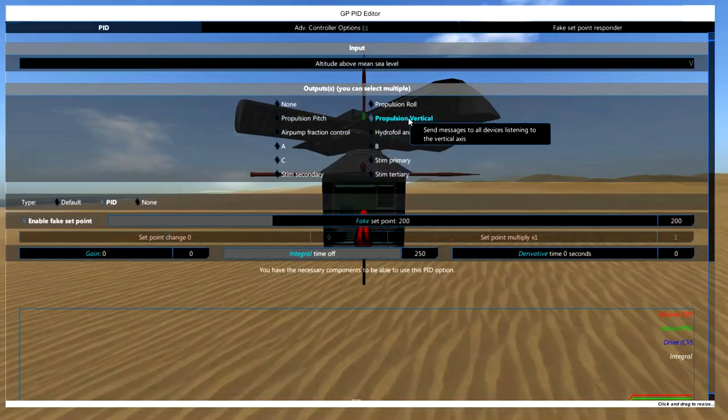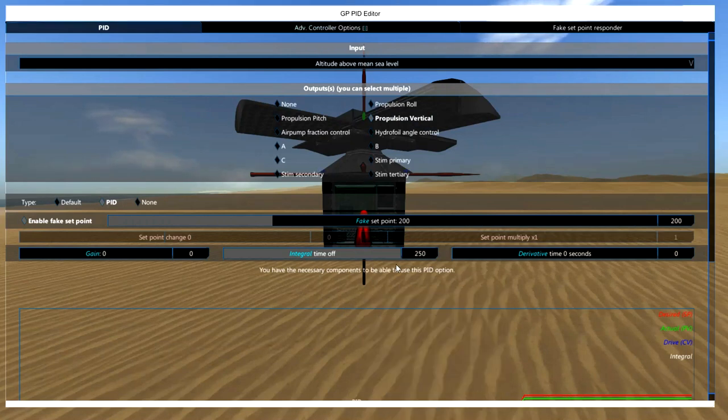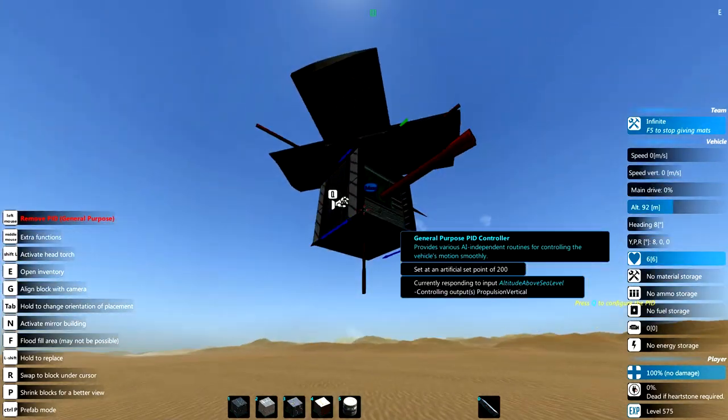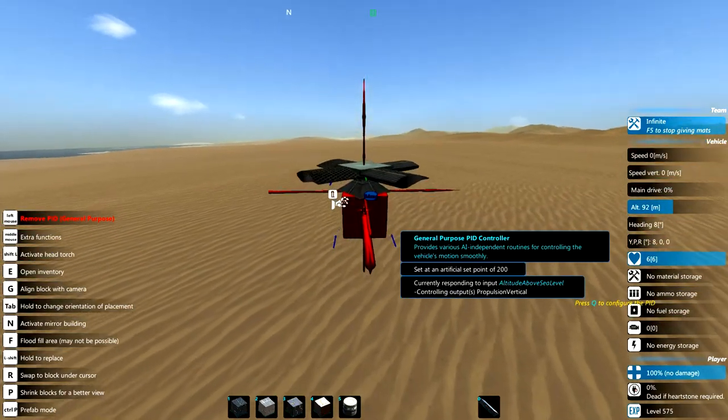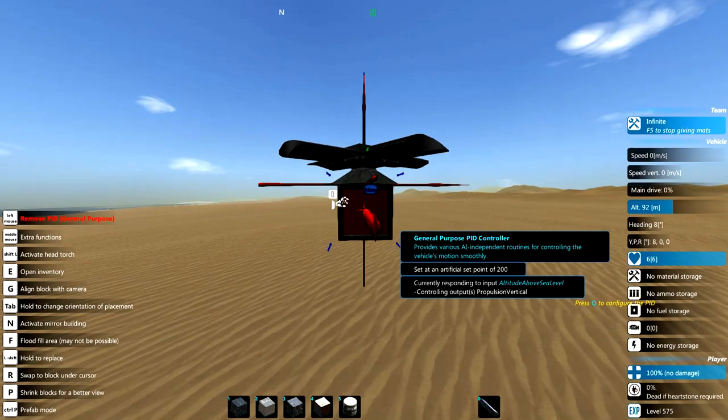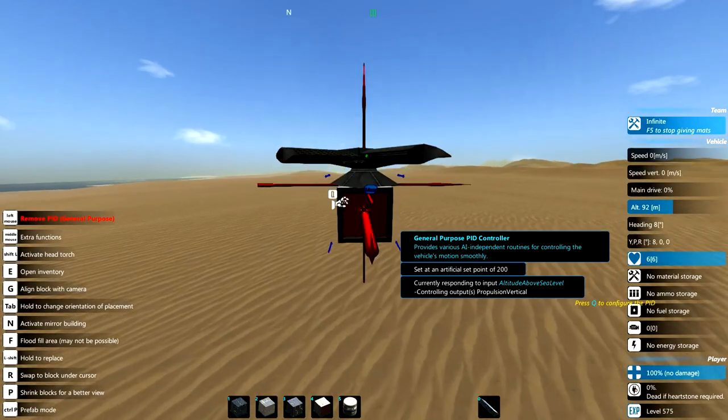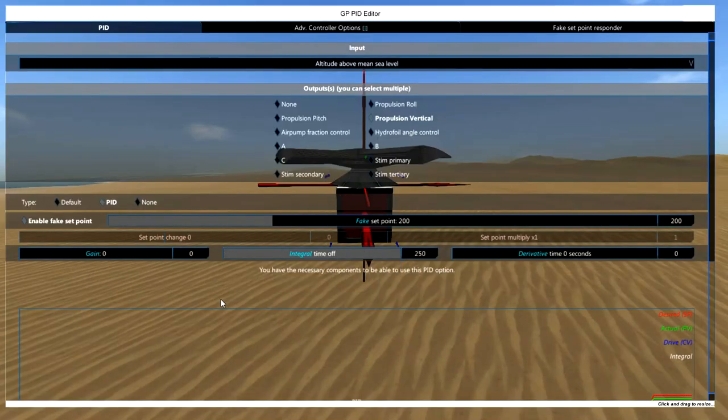My output is propulsion vertical. That is the altitude output, the up output, the propeller on the top here. And the set point, the reference point of this PID is 200, which translates into 200 meters altitude. We're currently at 92 meters altitude, meaning it has 108 meters to go before it gets to its reference point, the point that it wants to get to.